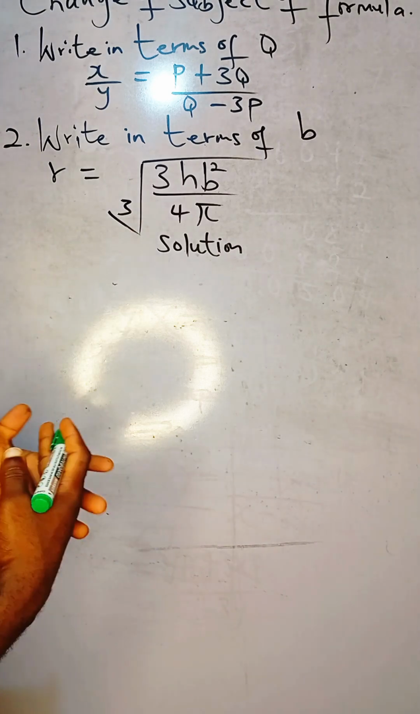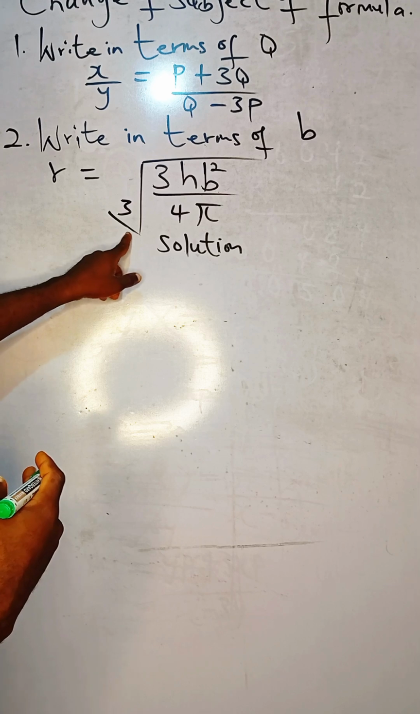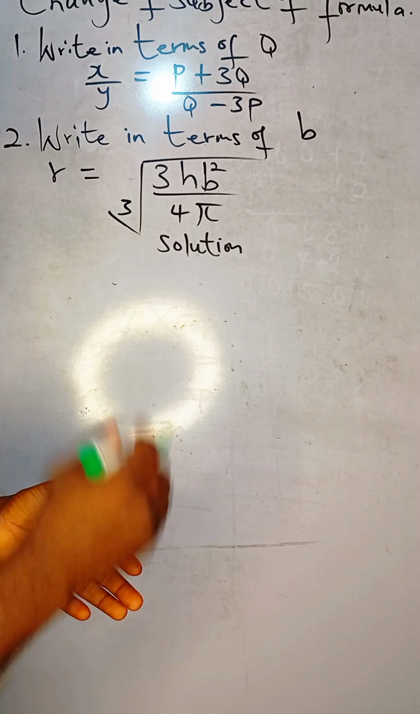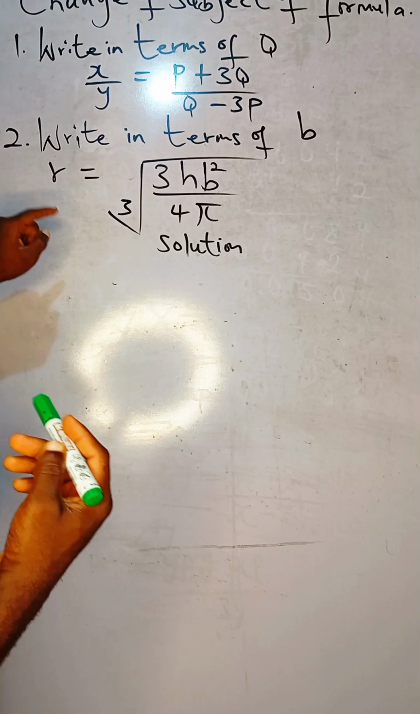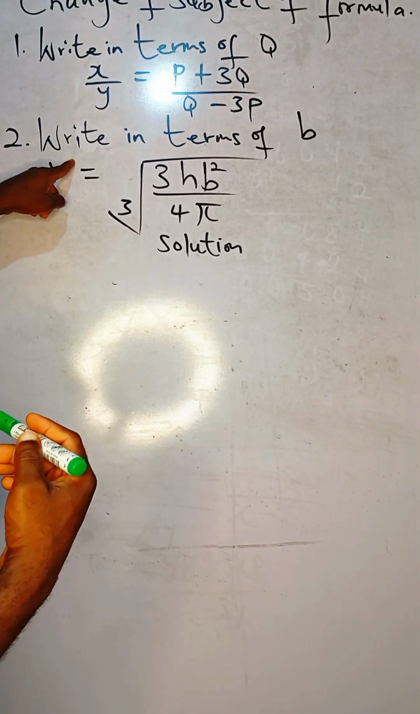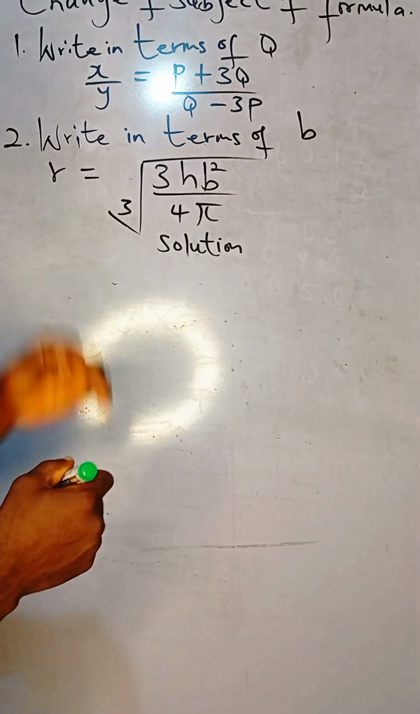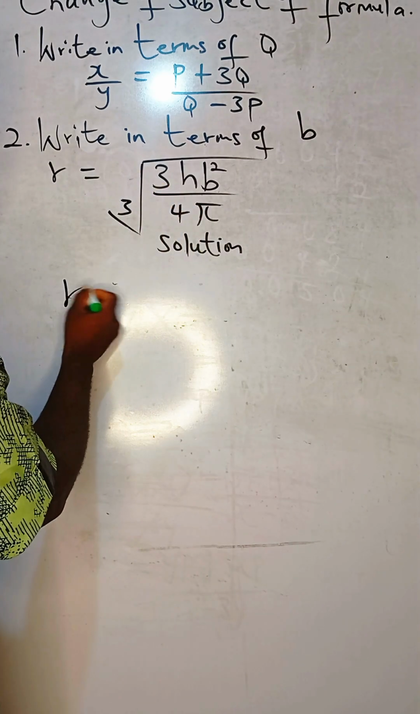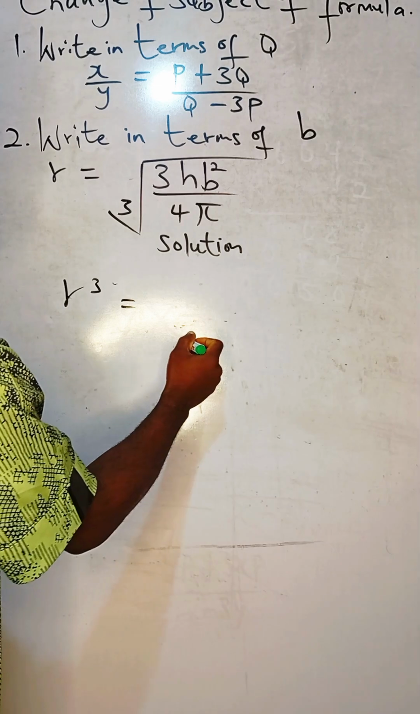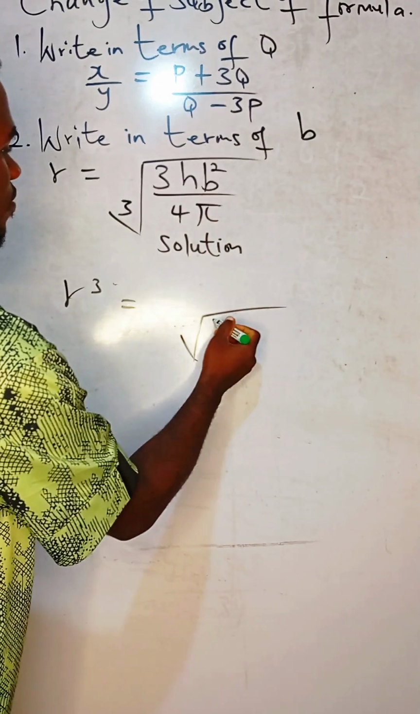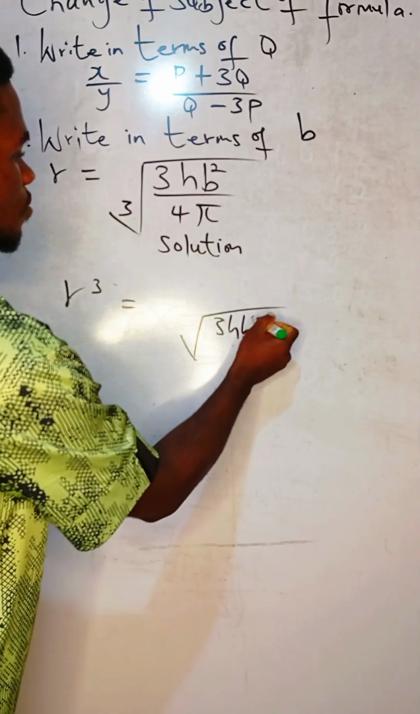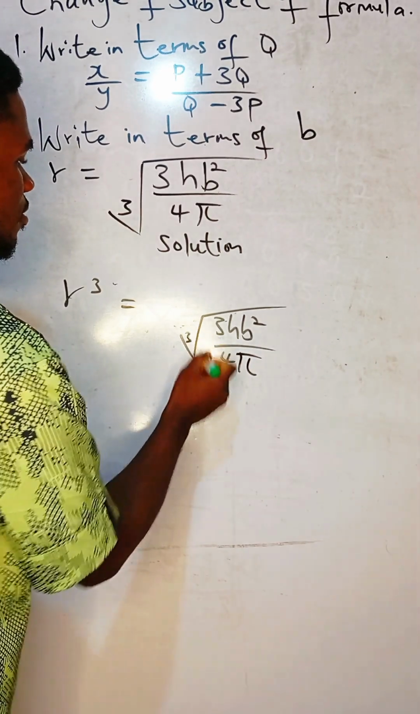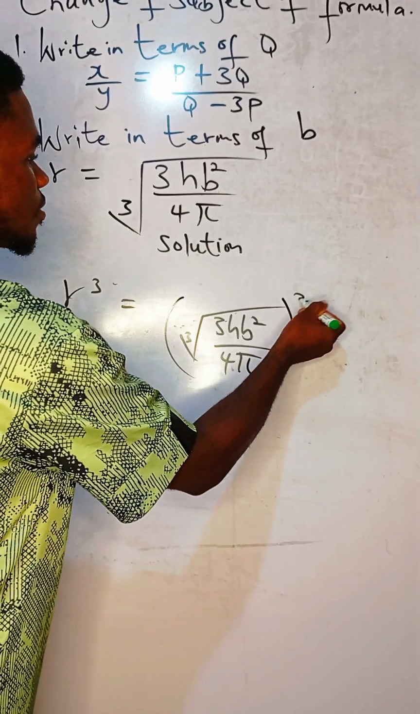Now you tell yourself, what do I need to do so that this root sign is going to leave this part of the equation? Remember that the opposite or the inverse of root is what? Powers. So I'm going to take the cube of both sides, or I can say I'll take both sides to the power of 3, since the inverse of roots is power. I'll now have r to the power of 3 is equal to cube root of 3hb squared over 4 pi, all to the power of 3.